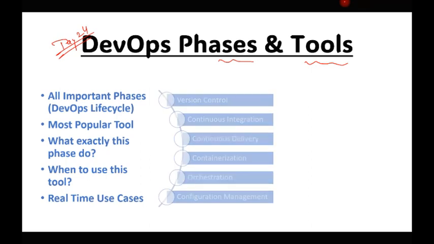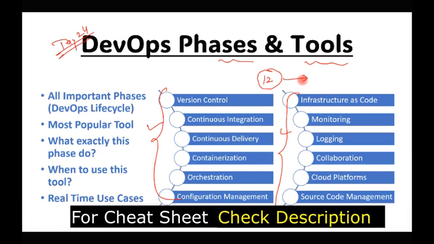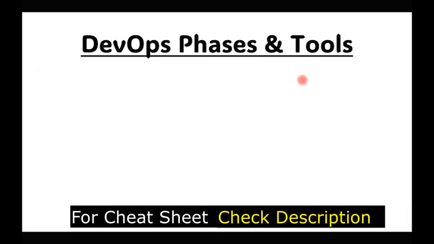So what these phases are, you can see here. First we will go through all of these, and after that we will go through them one by one. There are 12 phases, or we can say we are going to talk about 12 tools. Those are very important tools in terms of DevOps, so it will cover everything you can see on the screen. So without wasting time, let's get started.